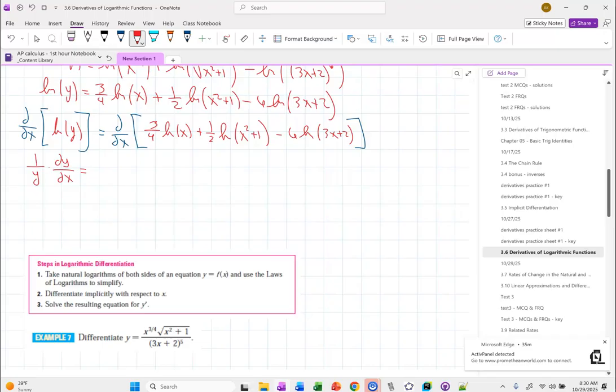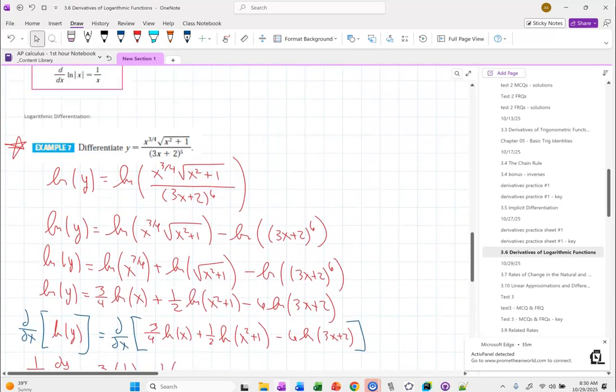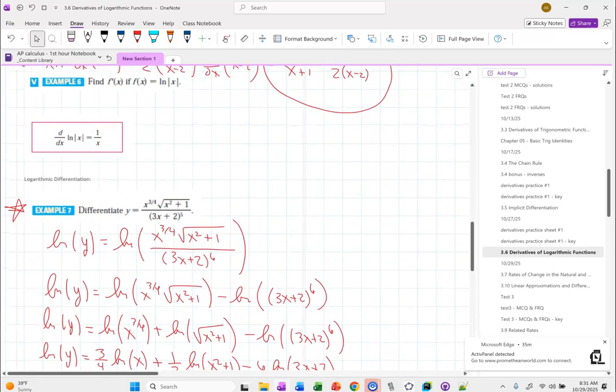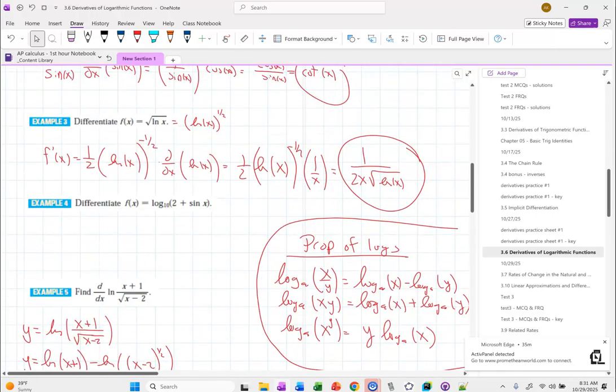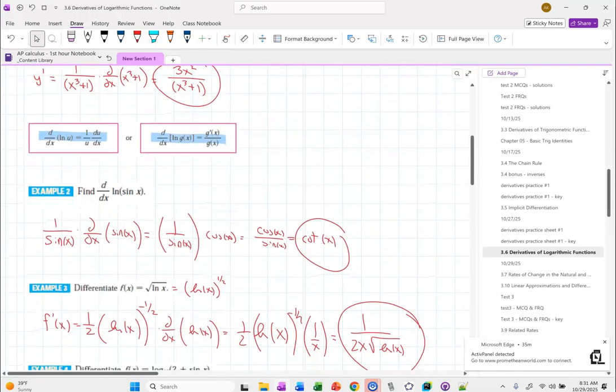Okay, now let's tackle this piece. The derivative of the natural log of x is 1 over x. The derivative of the natural log of x squared plus 1 is, well, something times the derivative of x squared plus 1. I would think about it using this rule, derivative of the inside divided by the inside.